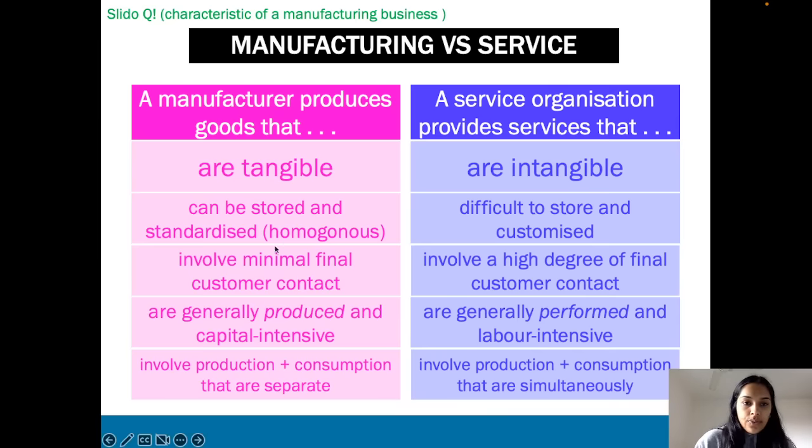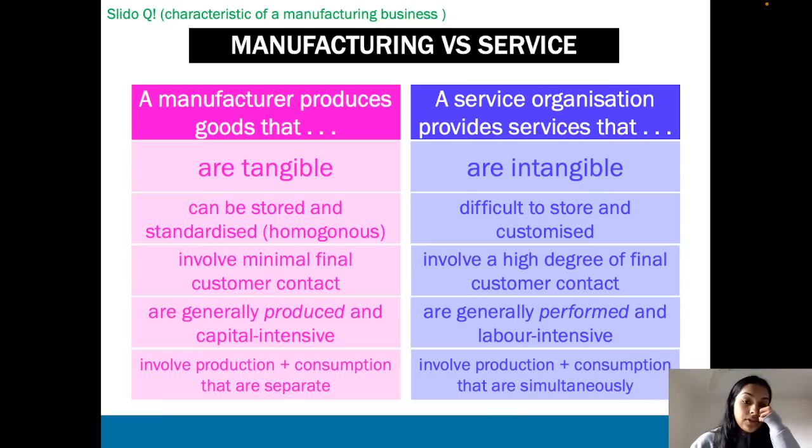And then manufacturers are generally very capital intensive, especially during the process stage, where a lot of capital is being used. If you think about the cafe example, the coffee machines and the way you grind the beans use a lot of capital. Even with Yakult, they have a whole manufacturing plant with an automated production line, so there's a lot of machinery being used. Whereas a service organization is a lot more labor intensive.